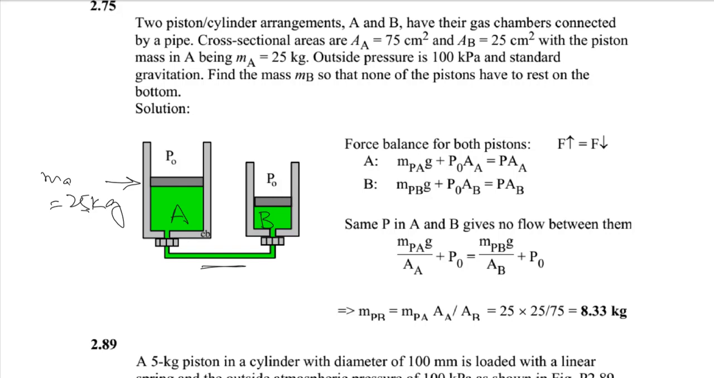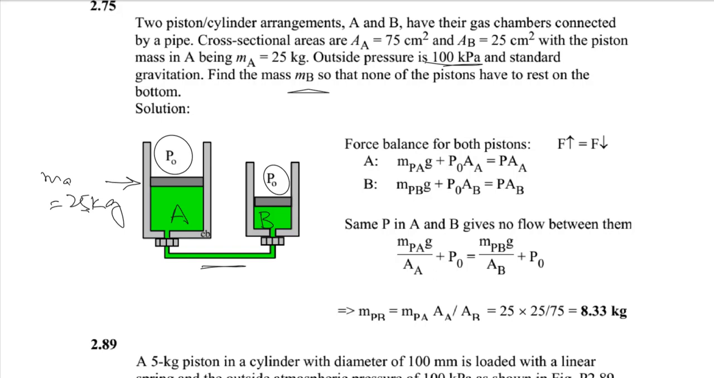Outside atmospheric pressure is definitely the normal pressure, which is 100 kPa, acting on both of the pistons, and the standard gravitation is g. Find the mass of B, so that none of the pistons has to rest on the bottom.